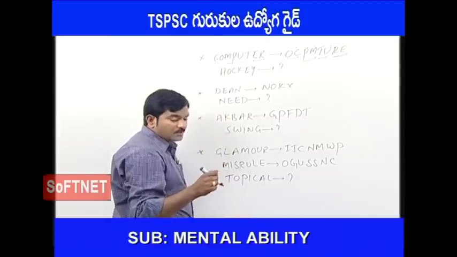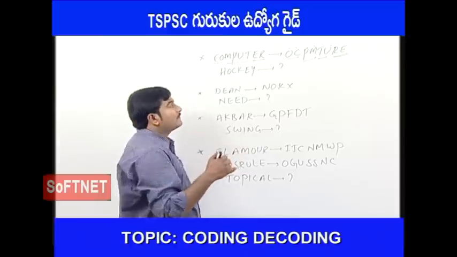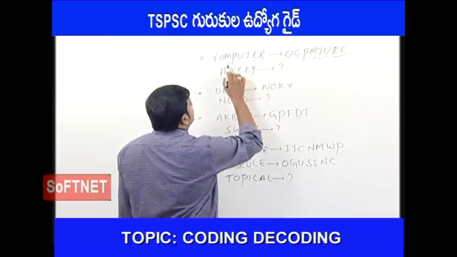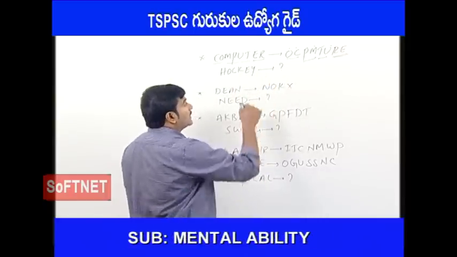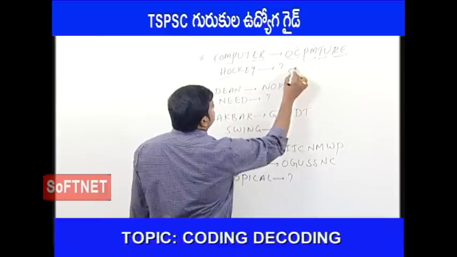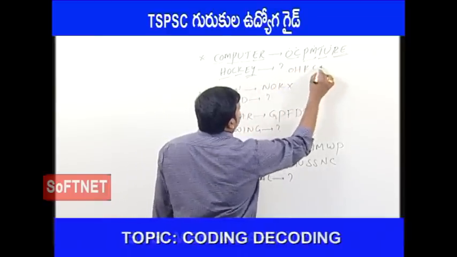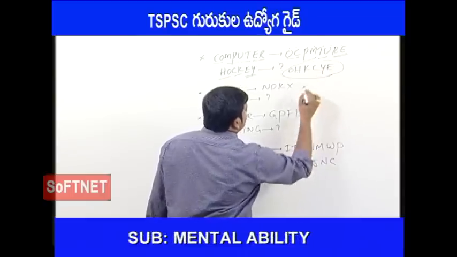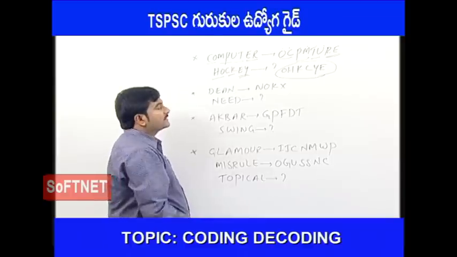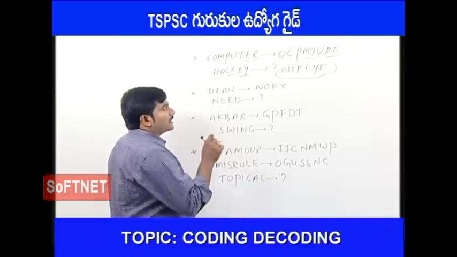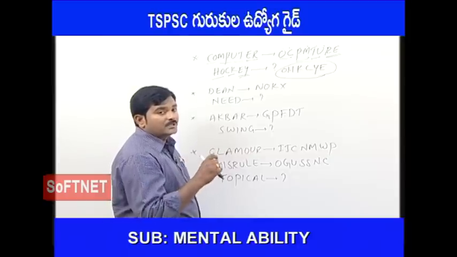In the word computer, every two letters are written in reverse order. What does it mean? CO means OC, MP means PM, UT means TU, ER means RE. To get the answer for this question, HO means OH, CK means KC, and finally EY means YE. Hence OHKCYE is the answer for the given word hockey. The concept involved is that every two letters are written in reverse order.